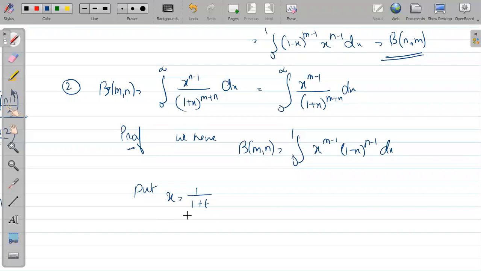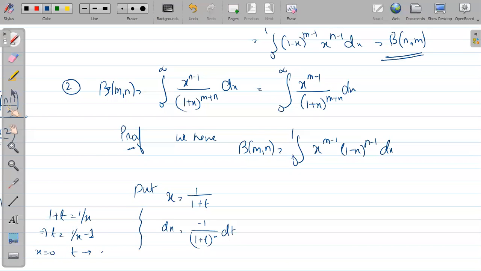Okay, fine. So if I differentiate, what will I get? Dx is minus 1 by (1 plus t) whole square dt. Limits, how will they change? If x is 0, then 1 plus t is equal to 1 by x, so t is equal to 1 by x minus 1. So if x is 0, t is infinity. If x is 1, t is 0. These are the things we have got. Now therefore I am writing infinity to 0.